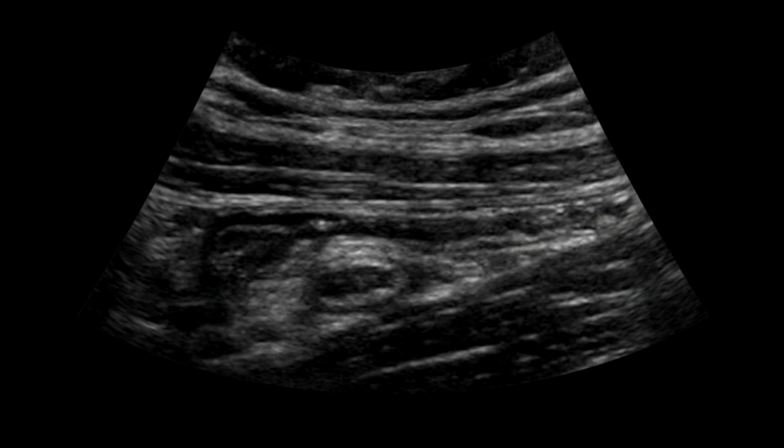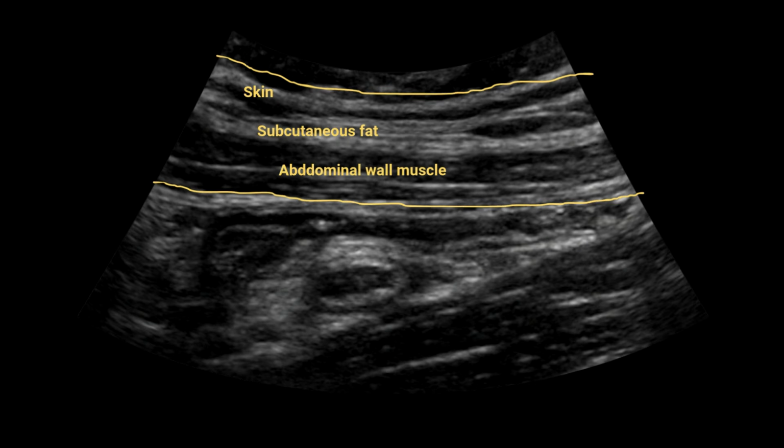When you scan the right lower quadrant in the transverse plane, you'll see the appendix as being sandwiched between 2 layers. The top layer, or the ceiling, is the abdominal wall. This is the first structure the ultrasound beam meets. You will see the skin and subcutaneous fat as a bright outer layer, followed by the abdominal muscles.